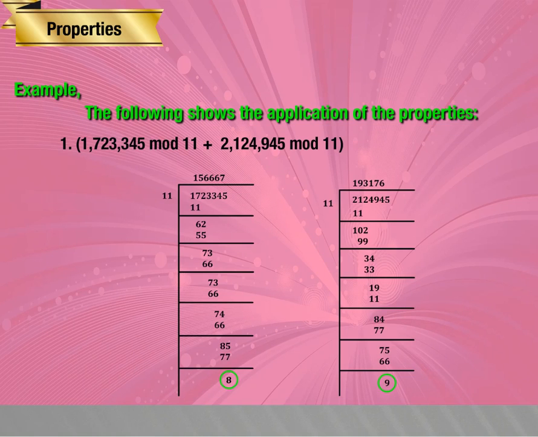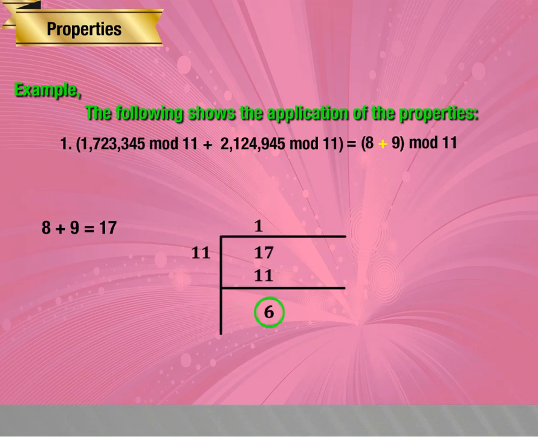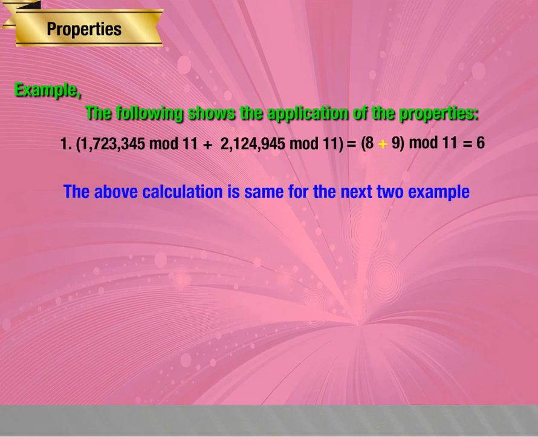17,23,345 mod 11 plus 21,24,945 mod 11 is equal to 8 plus 9 mod 11, which is equal to 6. The above calculation is the same for the next two examples.